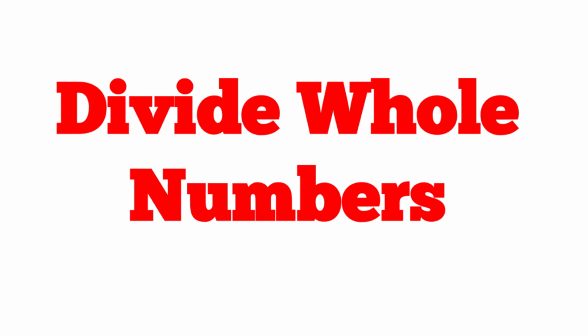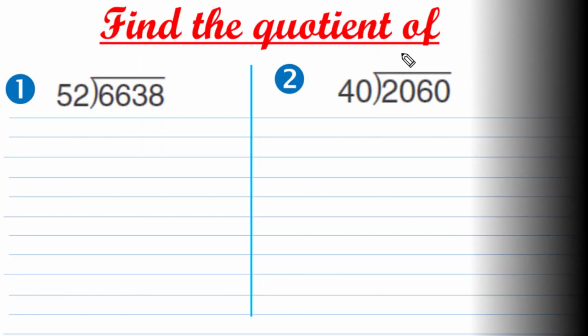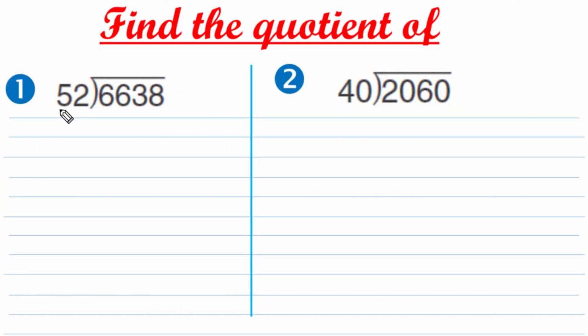Next, divide whole numbers. Find the quotient of the first one divided by 52. Take the first 2 digits, it will be 66 divided by 52 equals 1. 1 times 52 equals 52. Draw a line and subtract. 6 minus 2 equals 4. 6 minus 5 equals 1. It will be 14. Bring down the next digit, which is 3.